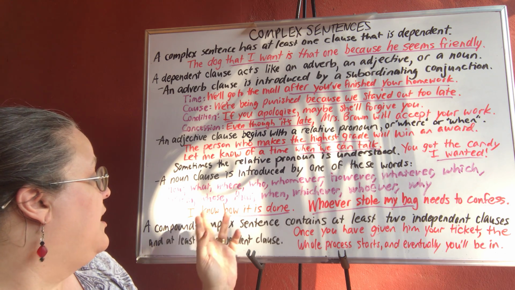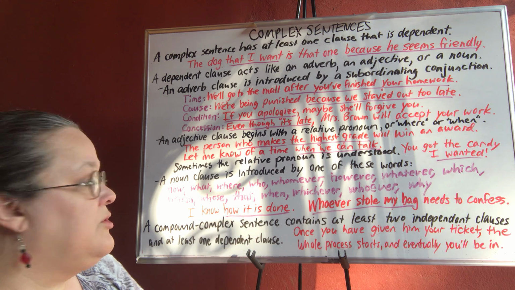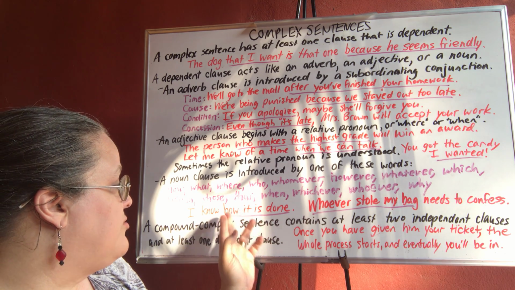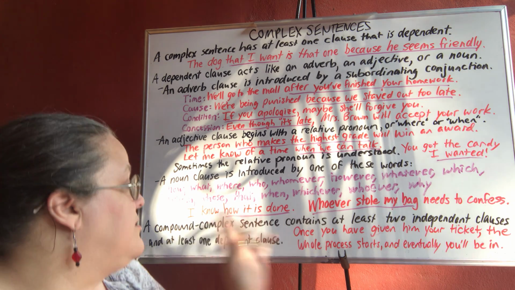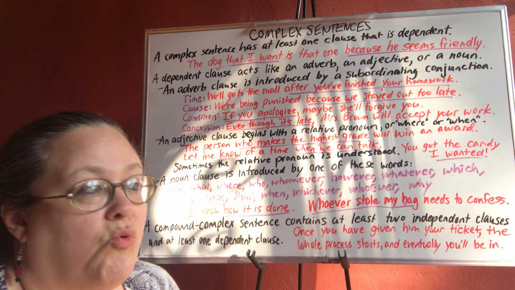For example, I know how it is done. So in this case, I'm using the word how to introduce my noun clause. The noun clause has a subject, it, and a predicate, is, and how it is done is the direct object of the sentence, saying what I know.